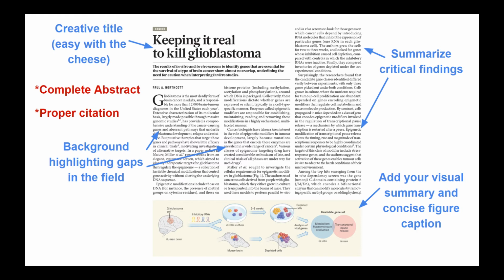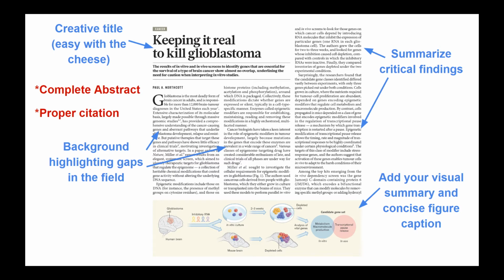So this model is super simplified, but if you want, you can always look for these online and get a general idea of the layout we're looking for. For example, you're going to have some sort of creative title, you're going to have a complete abstract, which is something that's different, and you're going to have a proper citation for your journal, put your name, and put Dr. Ju's name after that, I like that.